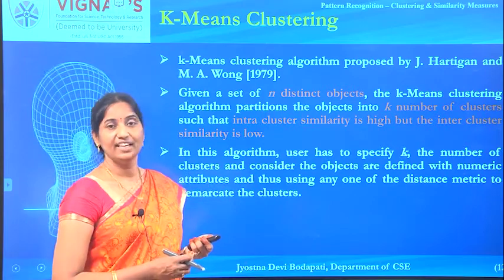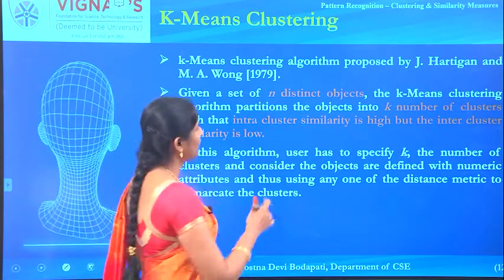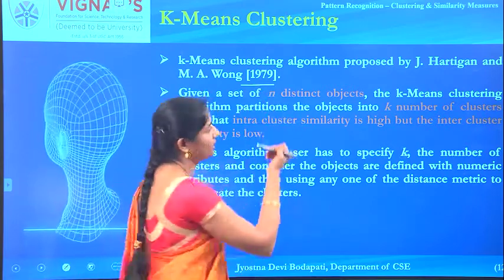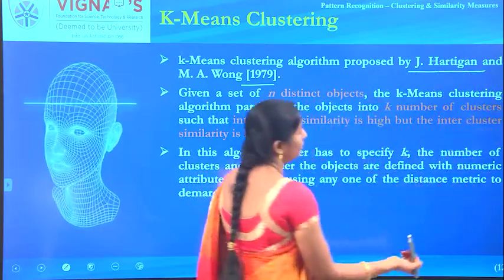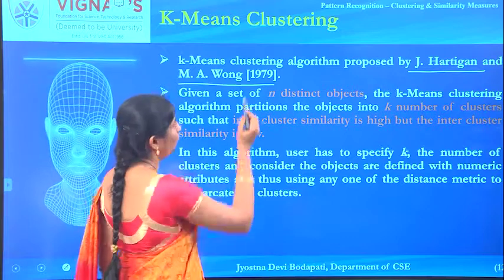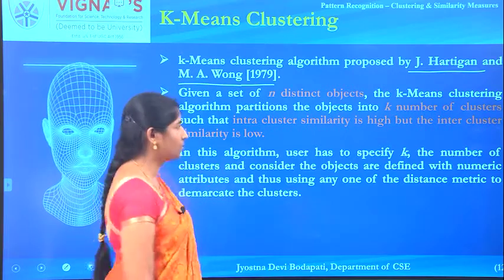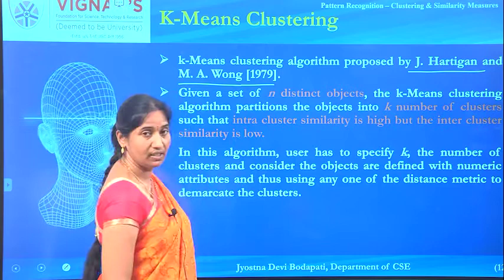A simple approach is the k-means clustering algorithm. The k-means algorithm was actually proposed in the year 1979 itself. It was introduced by K. Harrington and Wong. These are the two persons who introduced this algorithm in the year 1979.